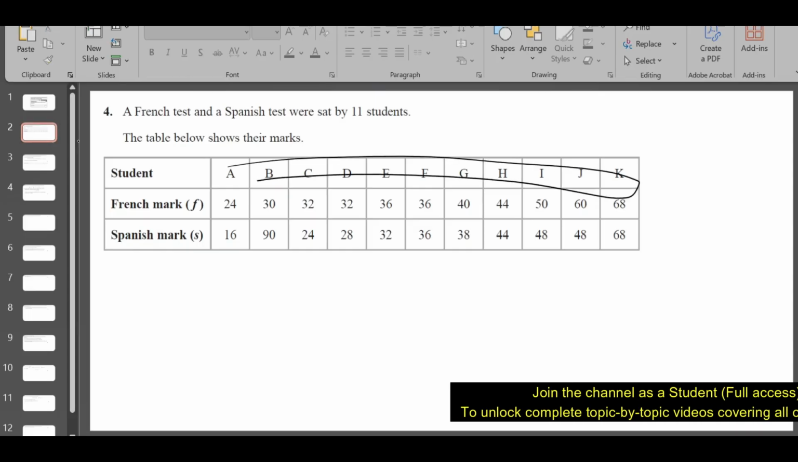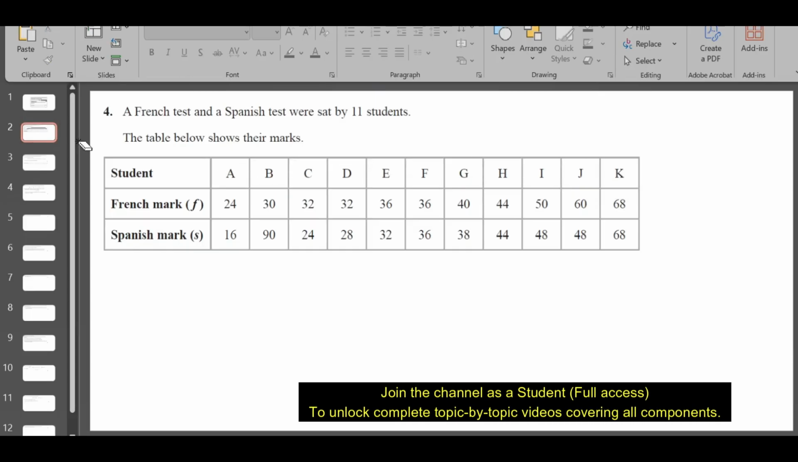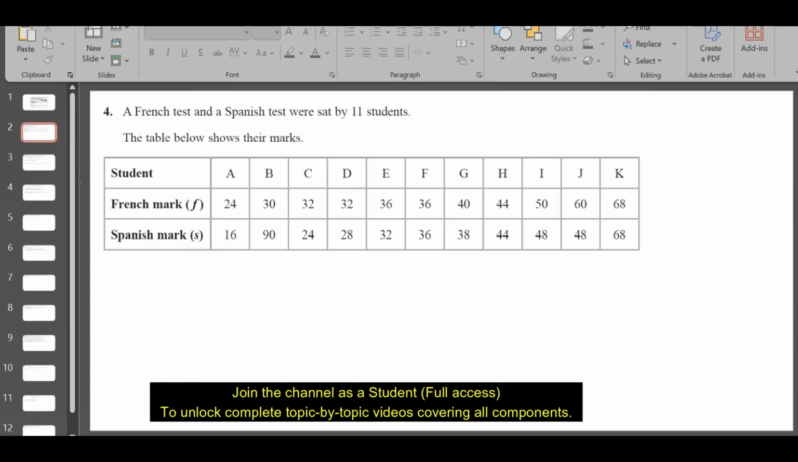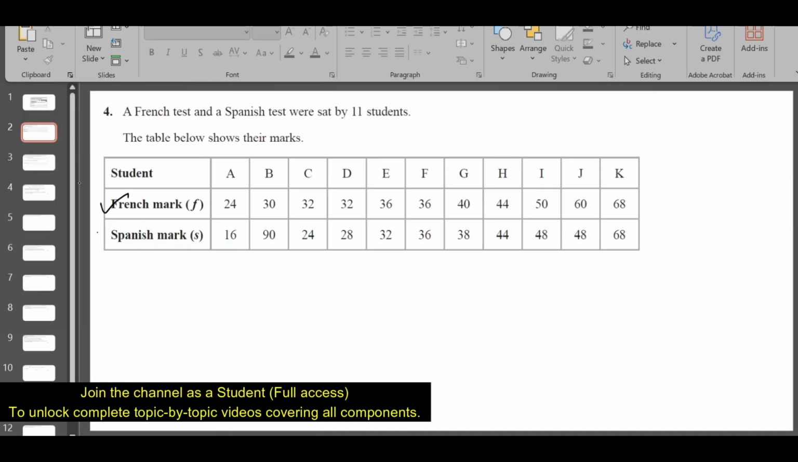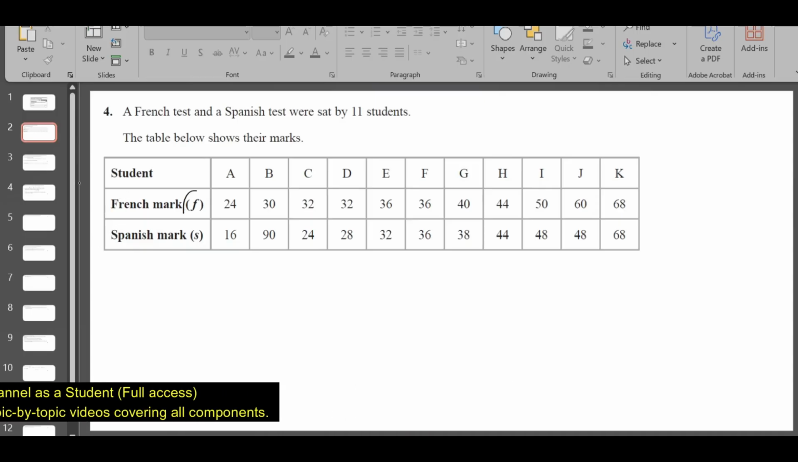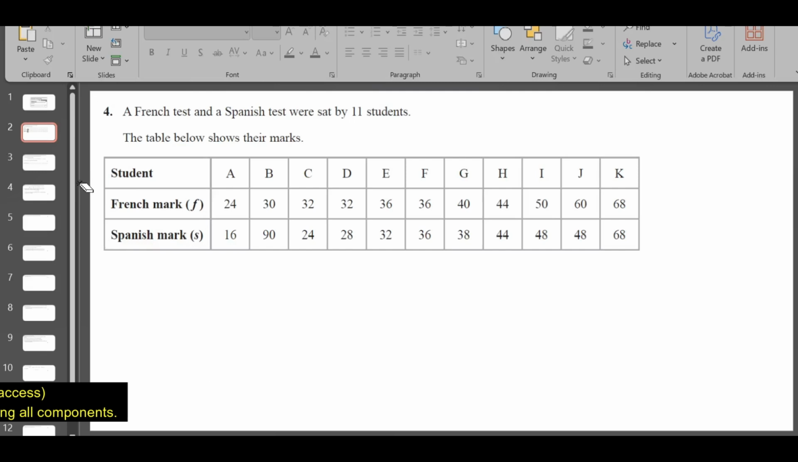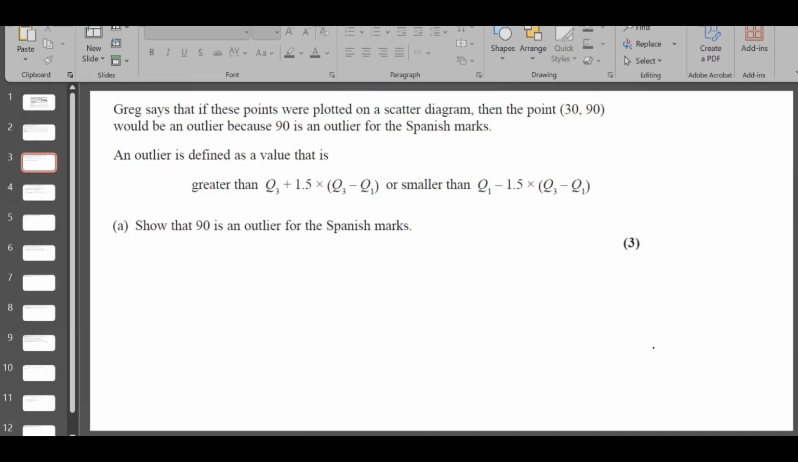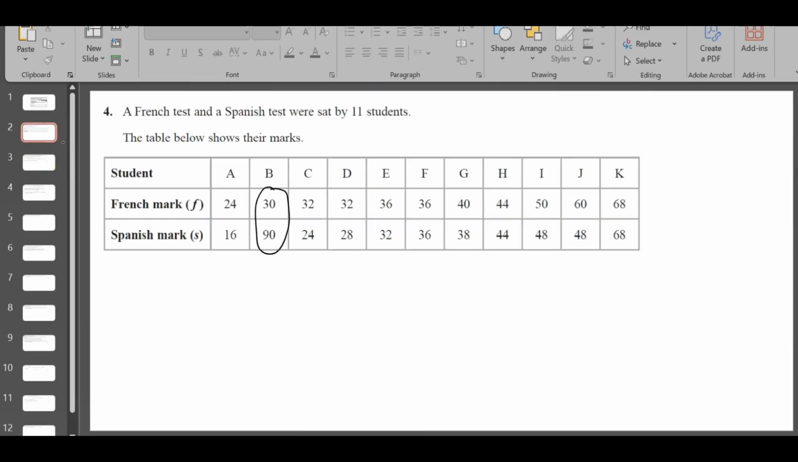So there are 11 entries here. French mark and Spanish mark. French is taken as F, Spanish is S. Now, Greg says that if these points were plotted on a scatter diagram, then the point 30, 90 would be an outlier because 90 is an outlier for Spanish mark. He claims that this is an outlier, 30, 90.